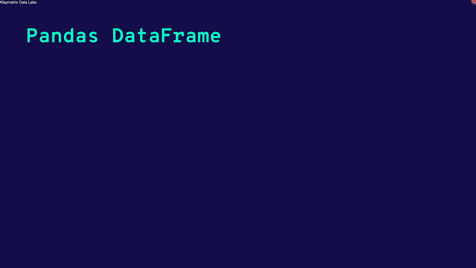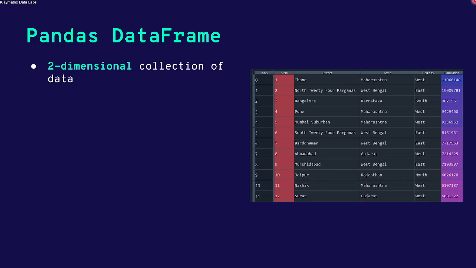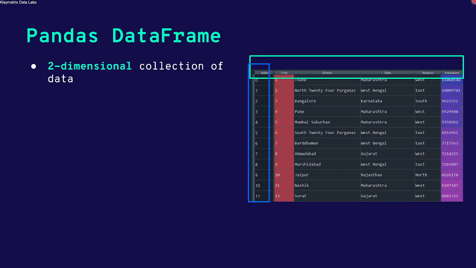In pandas, let's talk about data frames. Data frames are the most used data structure or feature of pandas. Let's talk about the composition. It's a two-dimensional collection of data, which means it has rows and columns like this. This is an example of a data frame, and these are the rows and these are the columns.